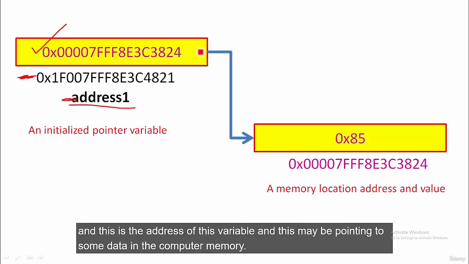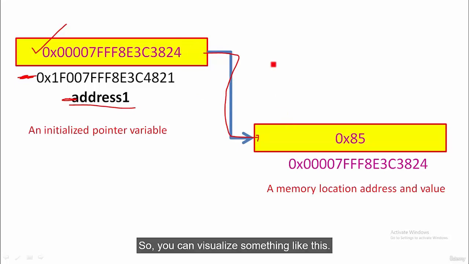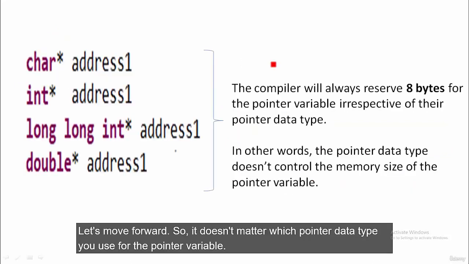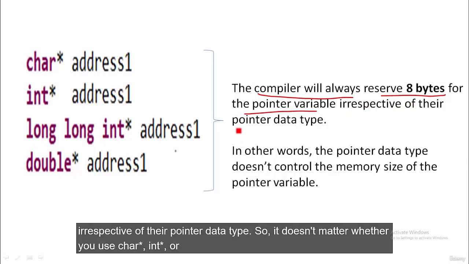And this may be pointing to some data in the computer memory, right? So you can visualize something like this. Let's move forward. It doesn't matter which pointer data type you use for the pointer variable. The compiler will always reserve 8 bytes for the pointer variable irrespective of that pointer data type.